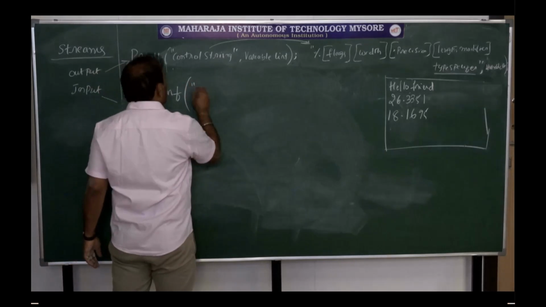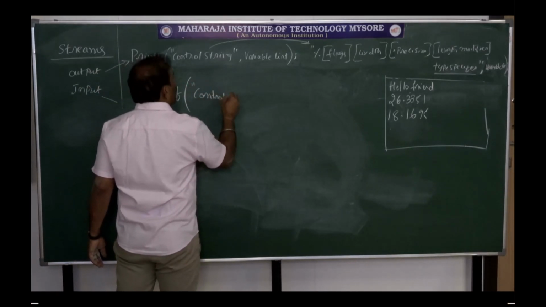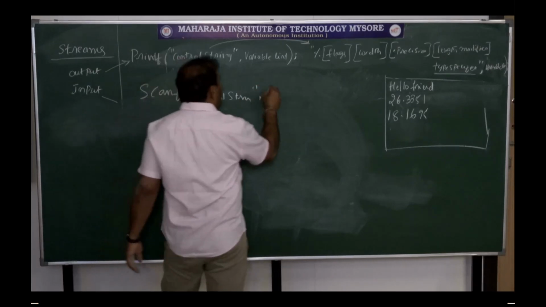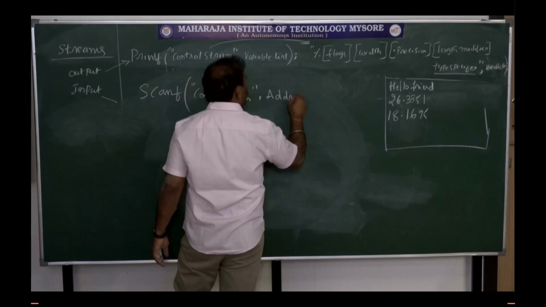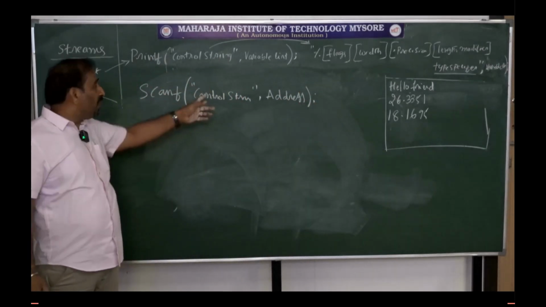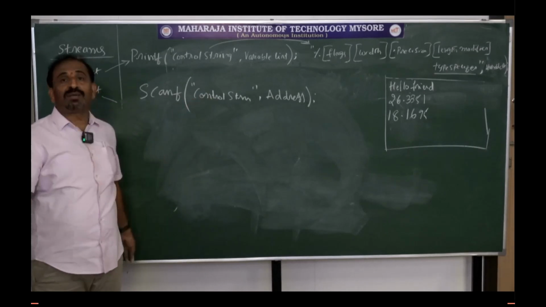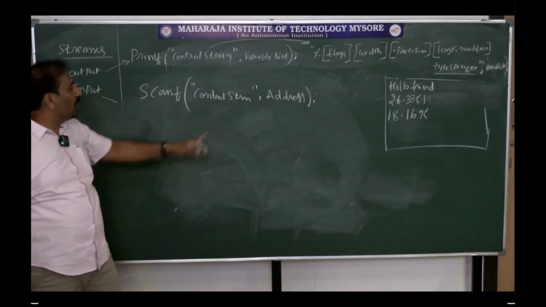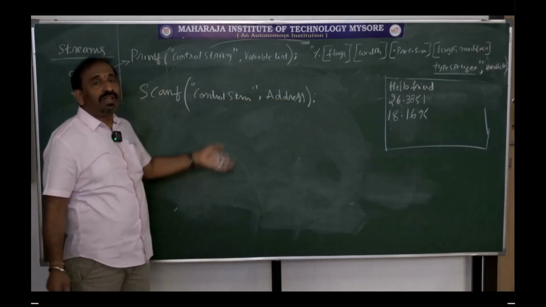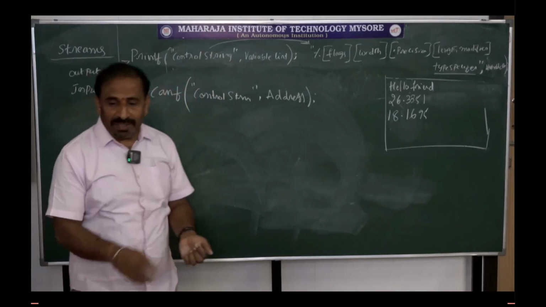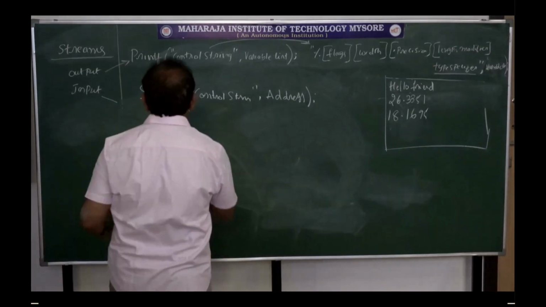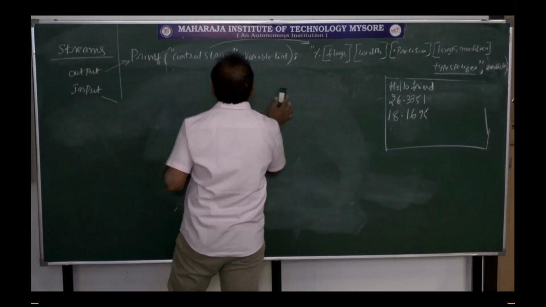Again, you will have here a control string followed by an address. I am using the word address here. Where exactly should this go? When you read something, where should it be stored? That you need to mention. So you will be writing the control string followed by the address where it should go. Let's see with some example. You will be able to understand the scanf statement better. All right. We'll write a program.